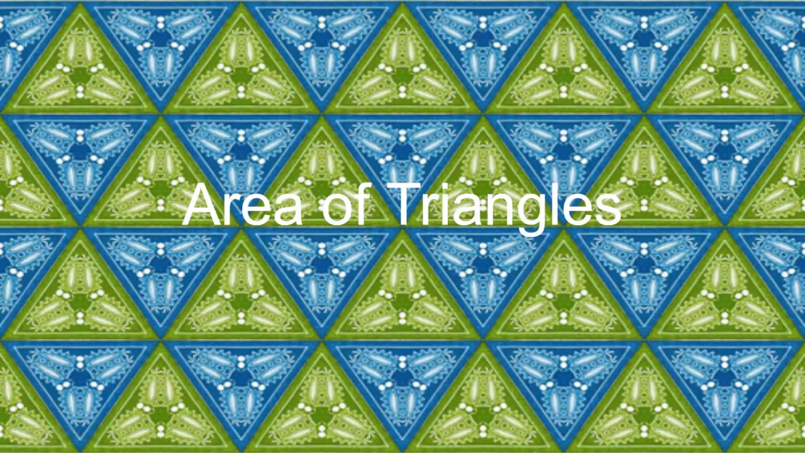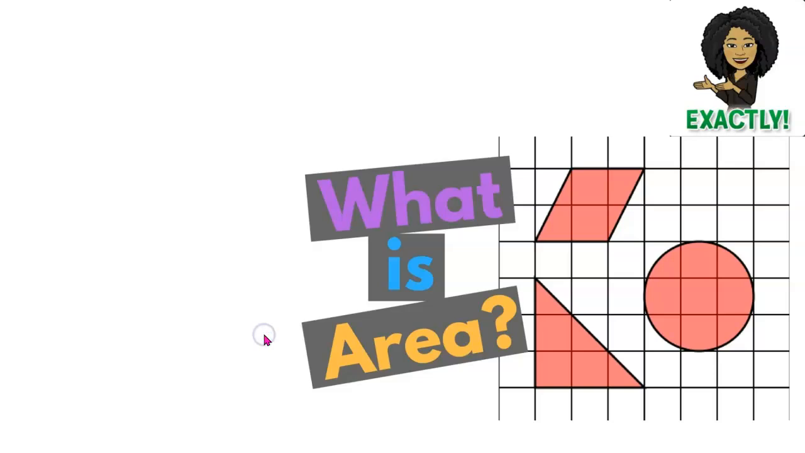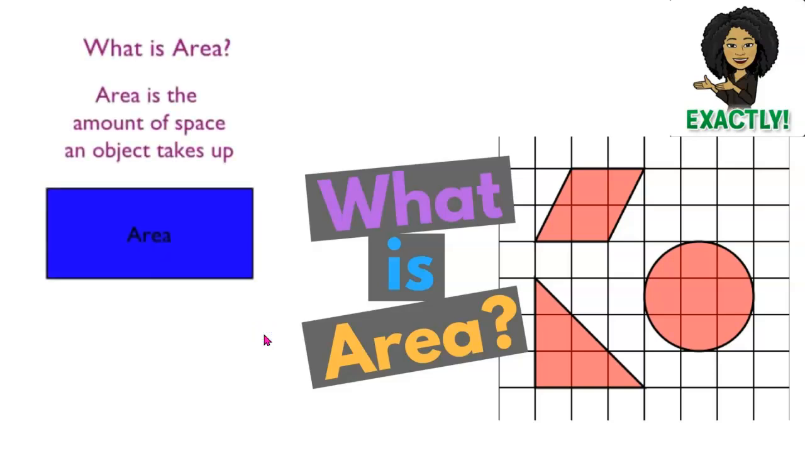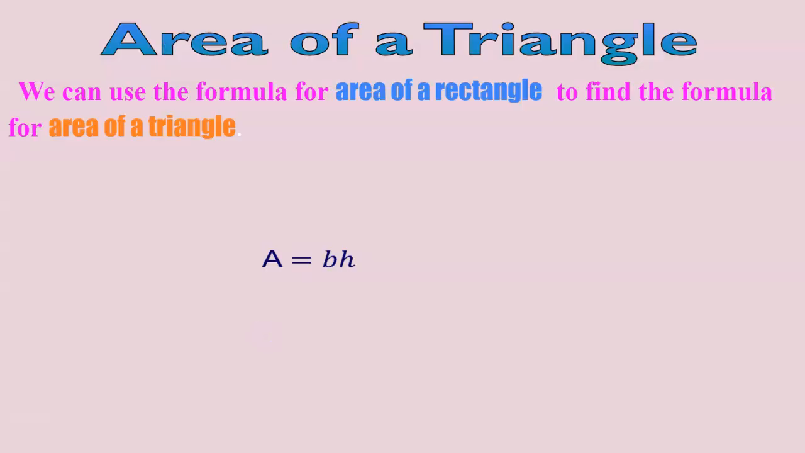In today's lesson, we will talk about area of triangles. We know that the area is the amount of space that an object takes up. We can use the formula for area of a rectangle to find the formula for area of a triangle. We know that the formula for area of a rectangle is base times height.